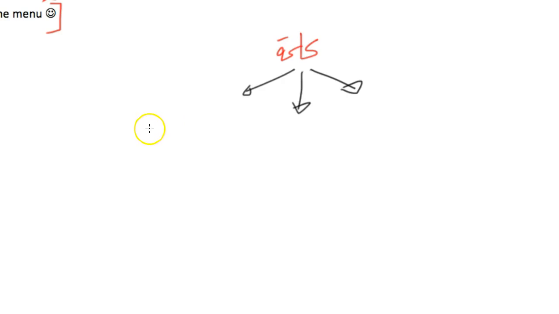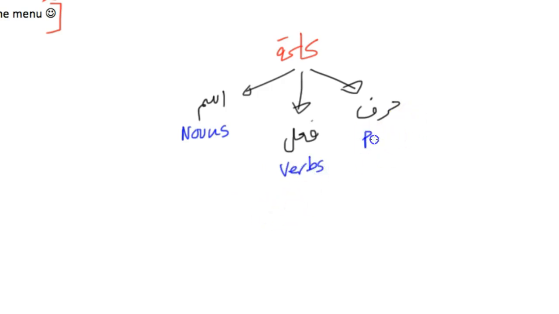Okay, so you have ism, and you have fi'l, and you have what you call a harf. In English, we call these nouns, verbs, and particles. So nouns, verbs, and particles.